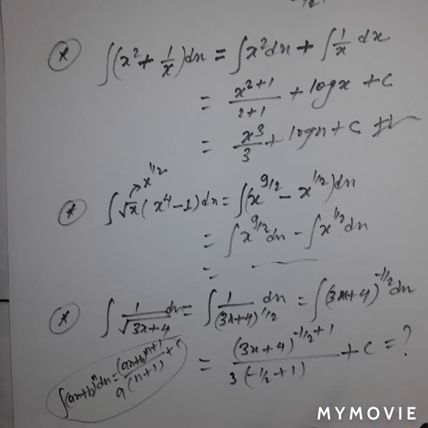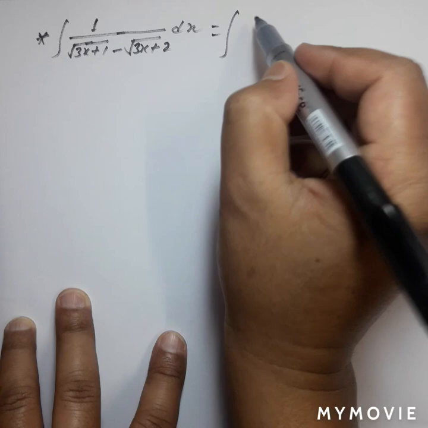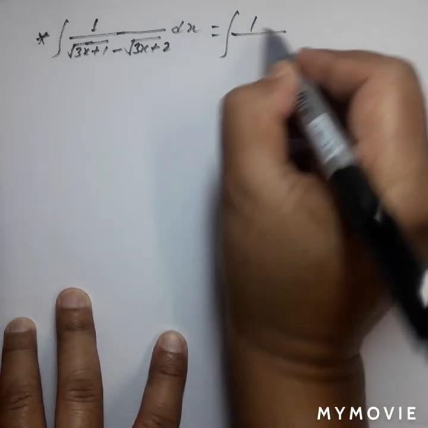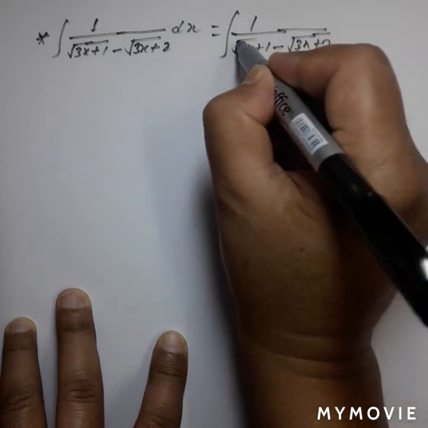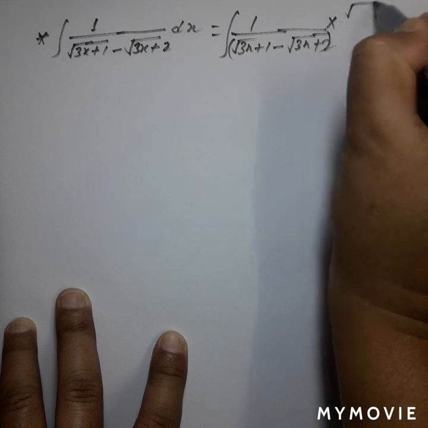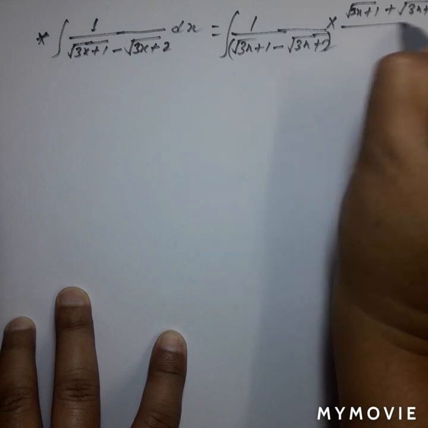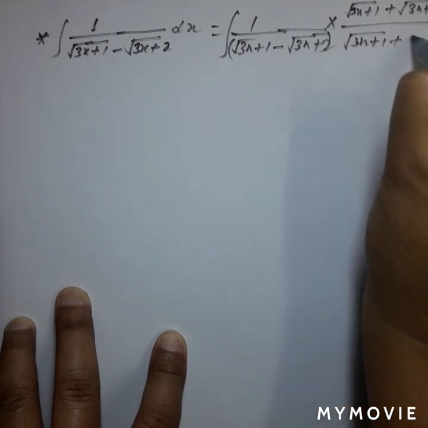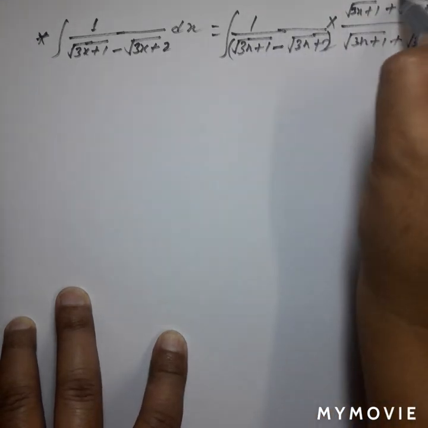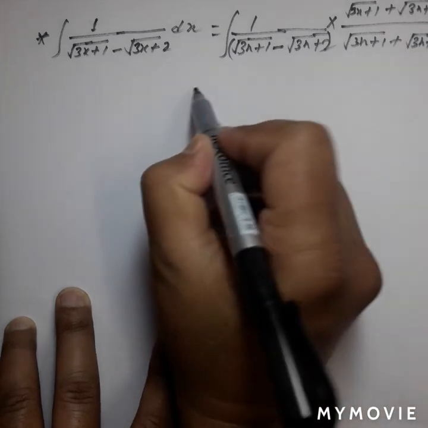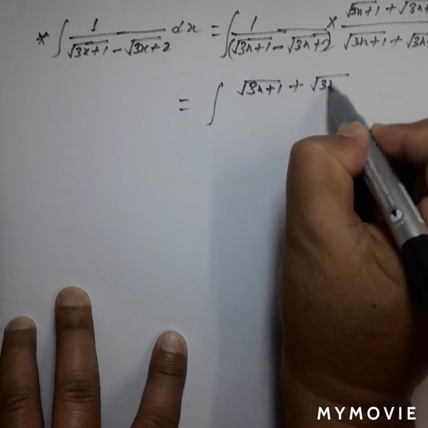And similarly here, in the denominator there are two terms. So how do you do this? By rationalizing. So this is 1/(√(3x+1) - √(3x+2)), into, we can rationalize this, (√(3x+1) + √(3x+2))/(√(3x+1) + √(3x+2)). If here is a minus sign, we make it plus. If here is a plus, then we multiply by minus, and dx. Now this becomes in the denominator plus 1 plus √(3x+2).